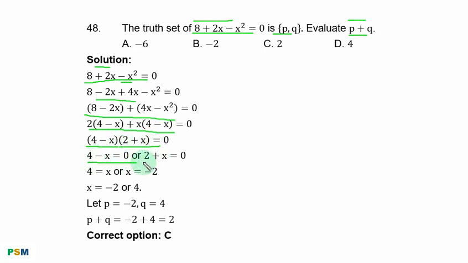You equate each term to 0. Here, you transfer minus s. It becomes plus s. You transfer plus 2. It becomes minus 2. You have s to be equal to minus 2 or 4. This implies that P is equal to minus 2, Q is equal to 4. Therefore, P plus Q is equal to minus 2 plus 4, and that is 2. The correct option is C.